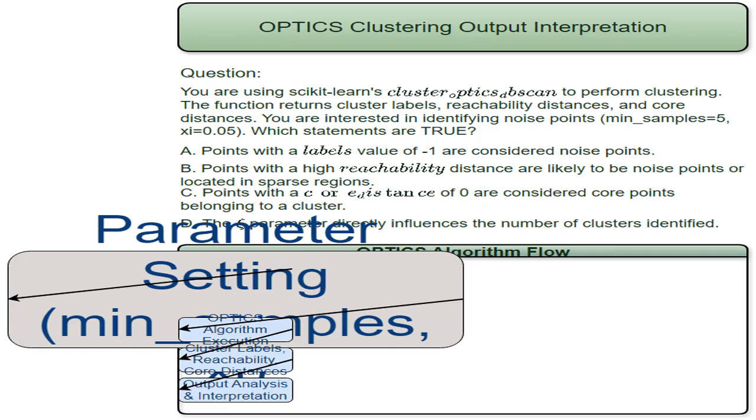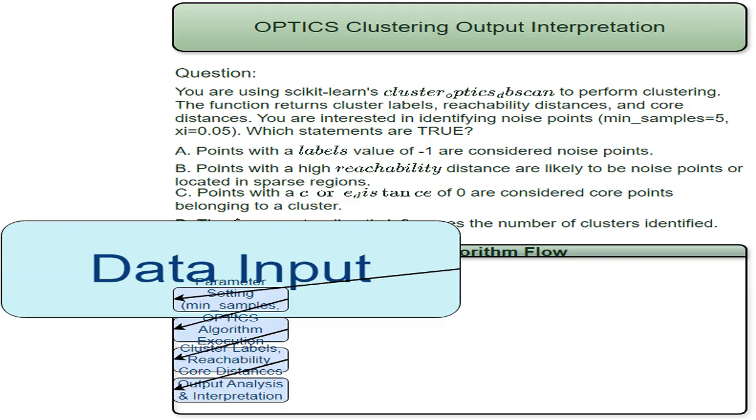These are the three main outputs from the _cluster_optics_dbscan function. The cluster labels tell us which cluster each data point belongs to. A label of -1 means the point is considered noise. The reachability distance measures how far a point is from its nearest cluster. Finally, the core distance tells us how far a point is from other points in its neighborhood.